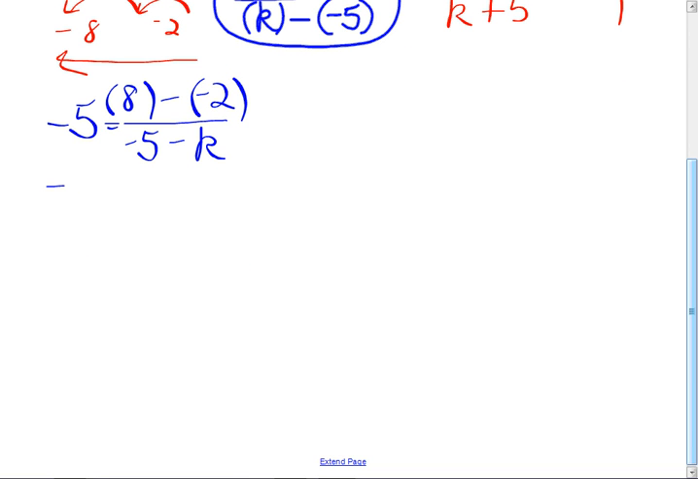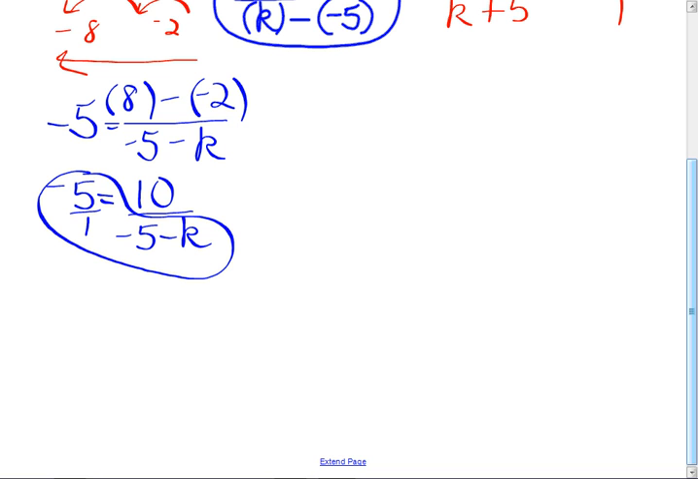I'm going to get -5 equals, what's 8 minus a -2, Mariah? Taylor, what's 8 minus a -2? 10. Over a -5 minus k. Do you really want to think about multiplying these guys together? Maybe you do. What happens with 10? These guys get multiplied together. This is cross products. So 10 times 1 has to equal a -5.